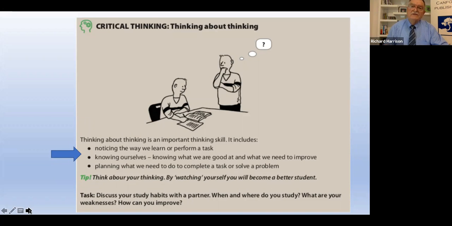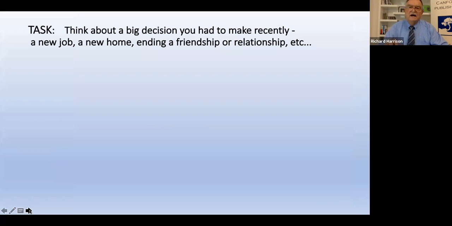How do we do that? Well, I think we can do it through a number of tasks, and I'm just going to give you one example of a task. Think about a big decision you had to make recently. For example, a new job, a new home, ending a friendship or a relationship, etc.